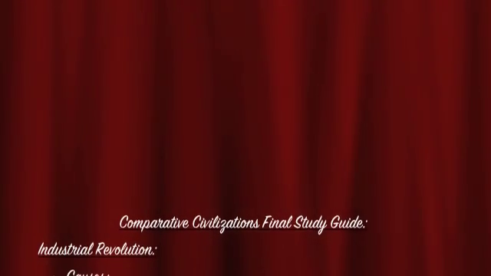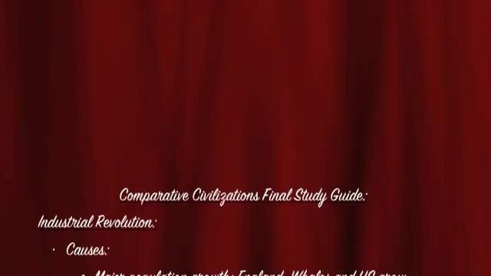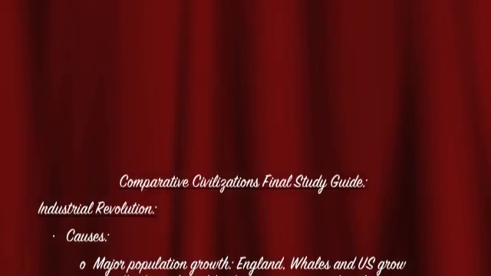Comparative Civilization's Final Study Guide. Industrial Revolution. Causes. Major population growth. England, Wales and US grow rapidly due to lots of food, immigration, and early marriage. Agricultural Revolution. Major Atlantic Ocean trade beginning.